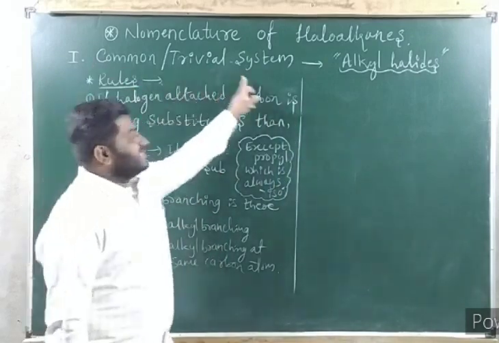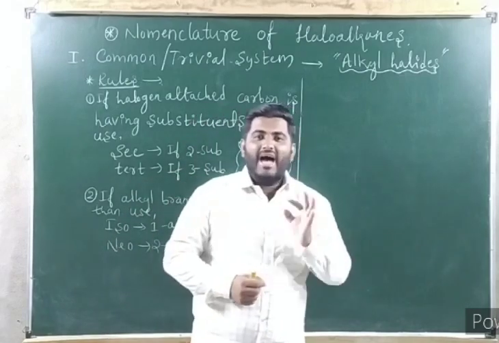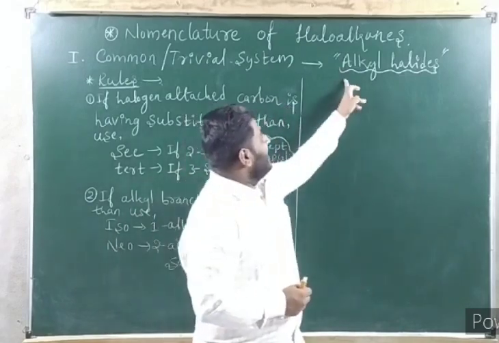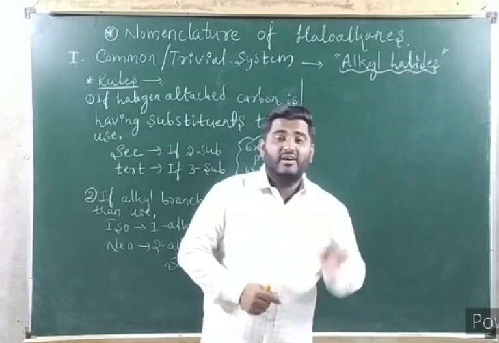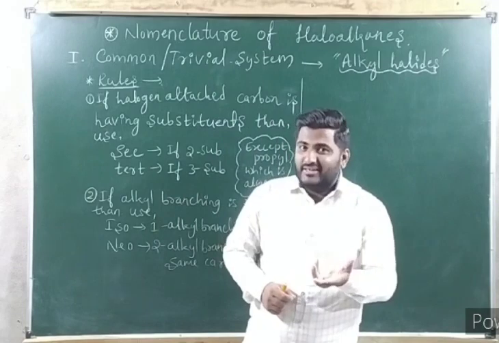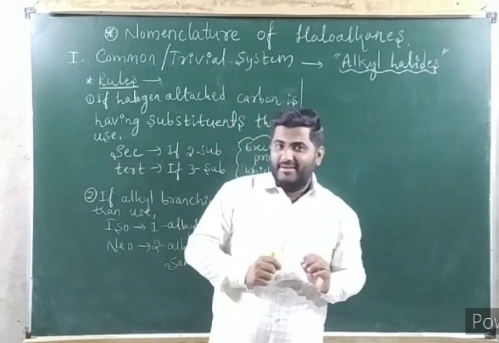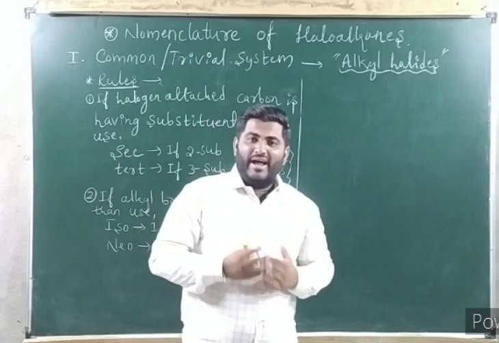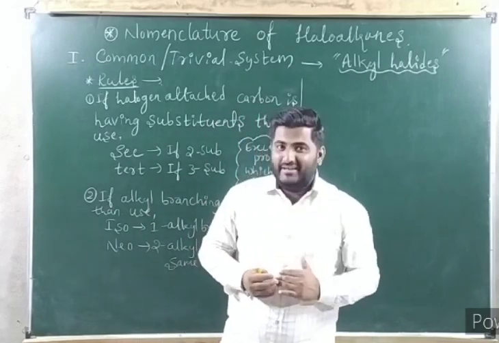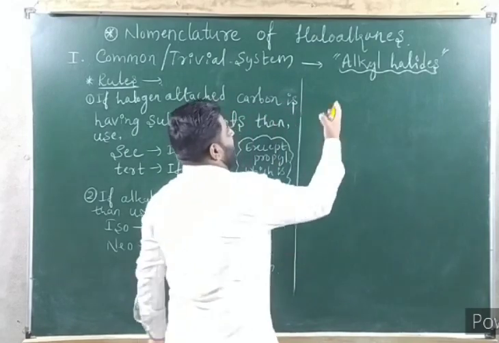Start with the common system, or trivial system. In the common system, haloalkanes are named as alkyl halides. Look at the word alkyl: from which parent alkane it is taken, that alkyl name you have to write, followed by the word halide. Suppose chlorine is there, chloride. Bromine is there, bromide. Iodine is there, iodide. Like that.